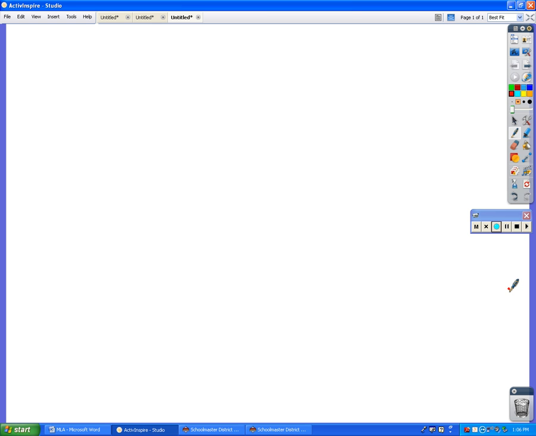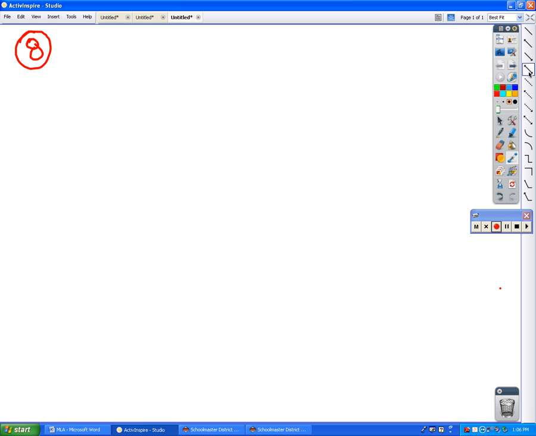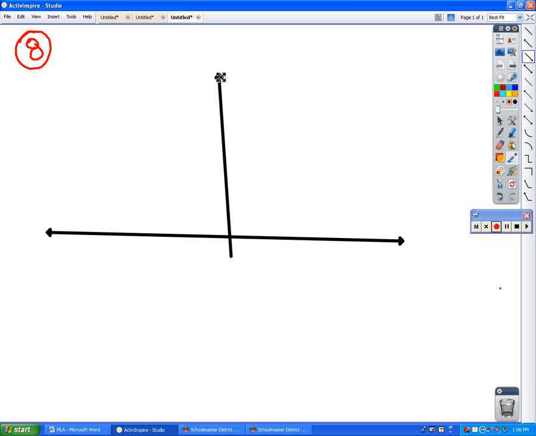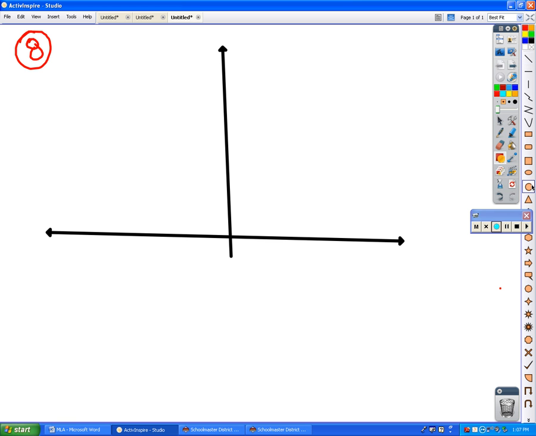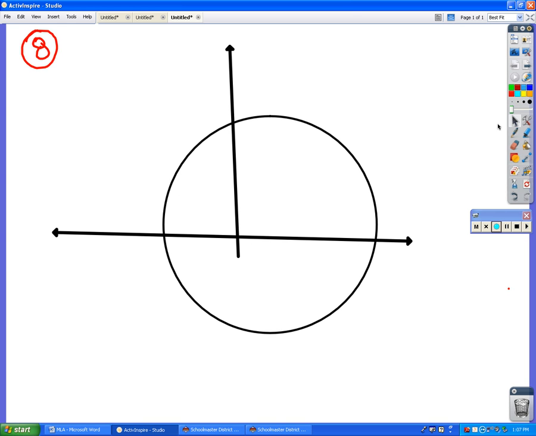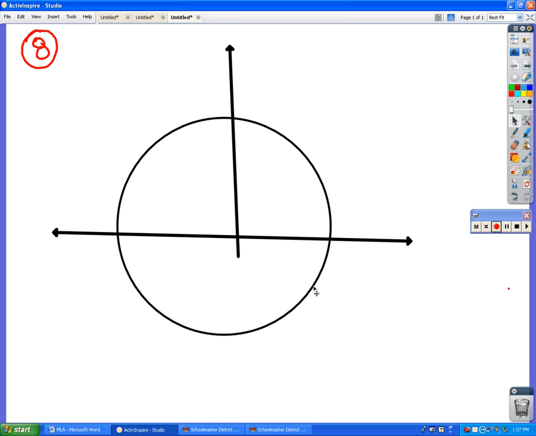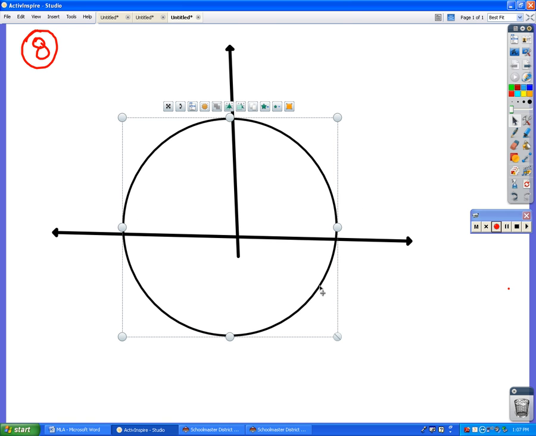Okay, so number 8. They threw you a little curveball here because they didn't tell you the lengths of the sides, but you do know that you have this circle to work with. Is that in the middle? No. Is it in the middle now? No. Yeah, that's good.